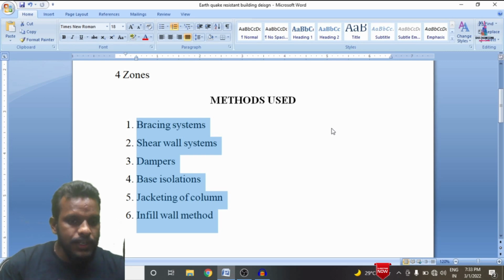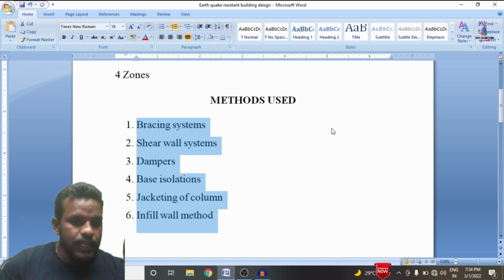The next one is the damper system. Dampers are similar to the bracing system, but the earthquake resistant effect is greater with dampers when compared with the bracing system. Like the bracing system, the damper system consists of different categories, like the friction damper system and the viscous damper system, and different types of dampers come under this category.